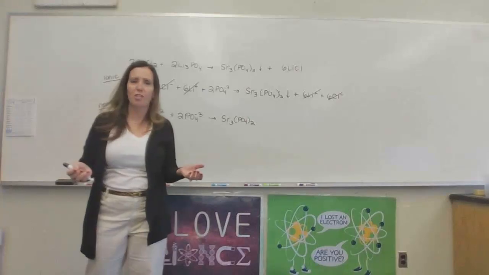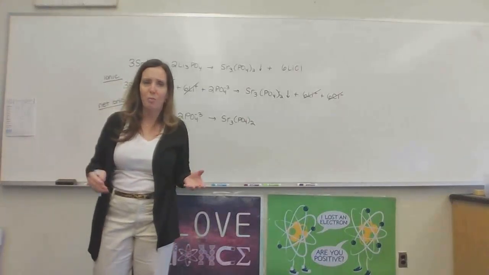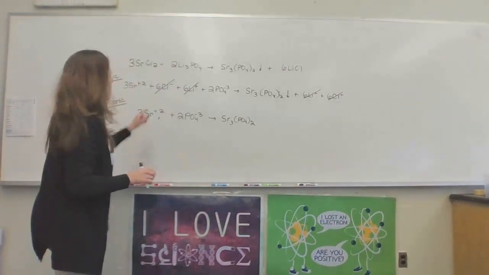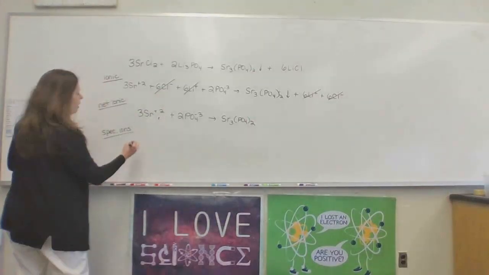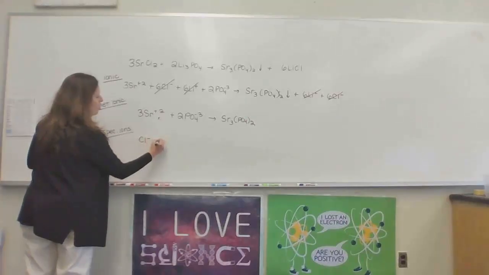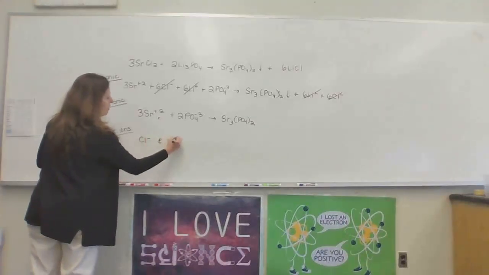Spectator ions are just there hanging out. They're not doing too much. That's why they're called spectators. Anything you crossed out up here is considered a spectator ion. So up there I crossed out fluorine and I crossed out lithium.